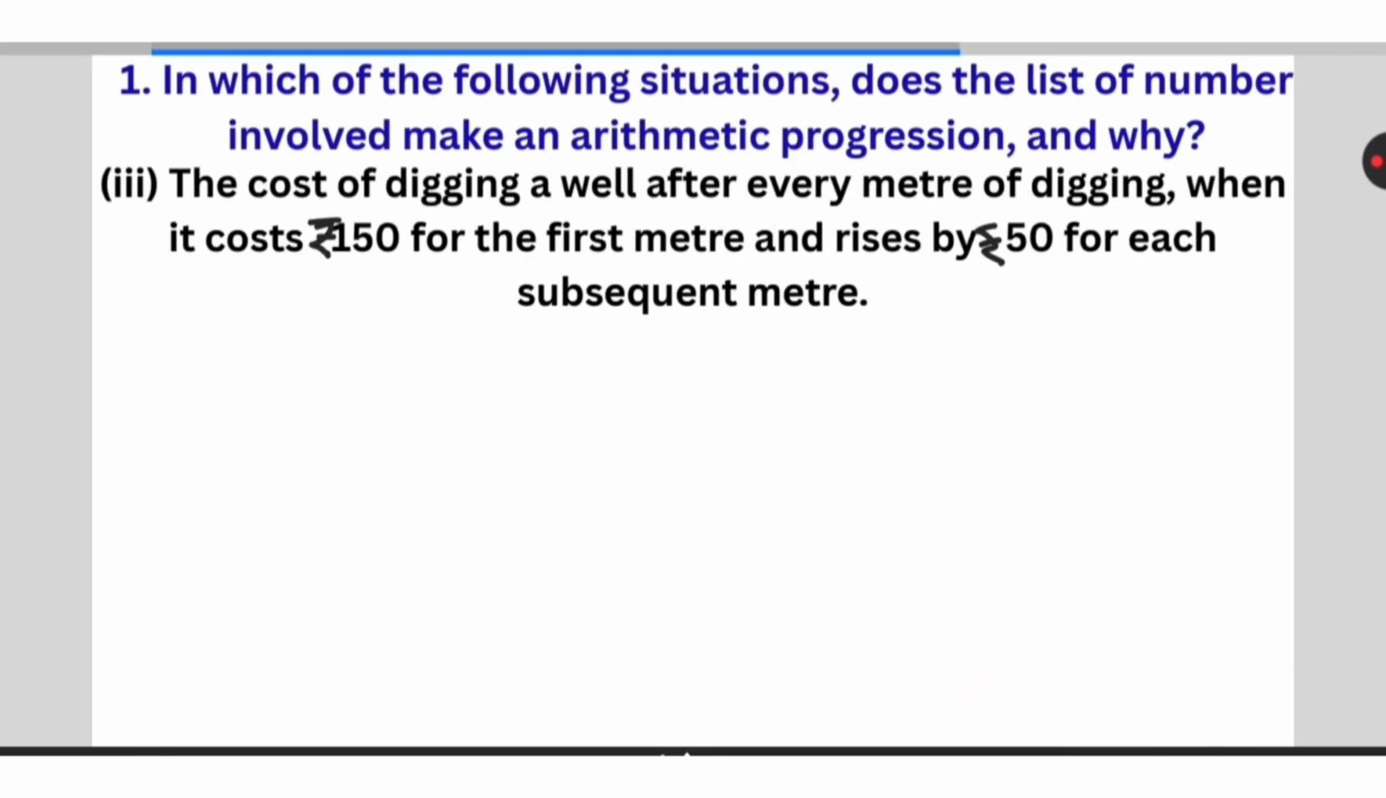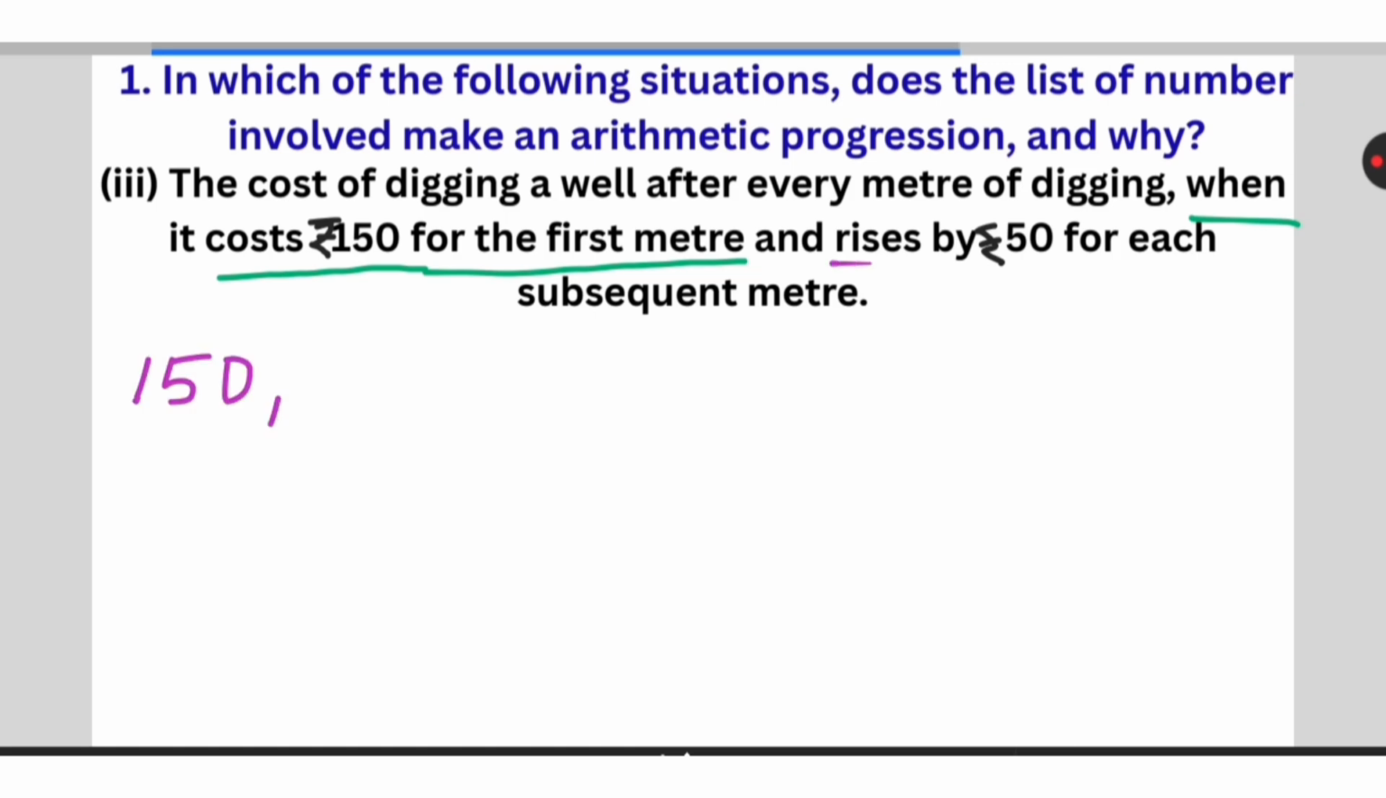Let's see the next question. The cost of digging a well after every meter of digging, when it costs 150 rupees for the first meter and rises by 50 rupees for each subsequent meter. So that is the given statement. We need to convert it into a sequence. For the first meter, the cost is 150 rupees. So the cost of the first meter is 150. Let's take the first term as 150.